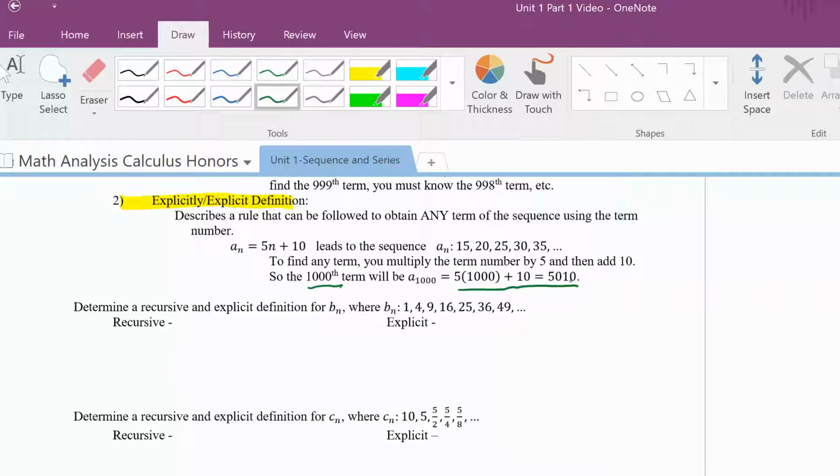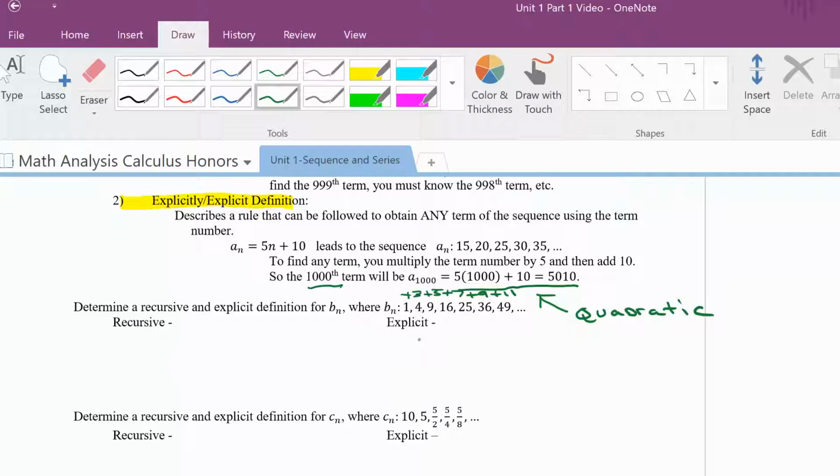So determine a recursive and explicit definition for b sub n here. Well, first, if you notice, you add 3, 5, 7, 9, 11. So it keeps going up by 2, but it's not the same number. So one thing we'll talk about is when this happens, where you're adding a consistent increase in the sum, like adding 3, 5, 7, 9, 11, where it goes up by 2 every time, it's going to be a quadratic. Now we have to figure out how, and we'll talk about the explicit first.